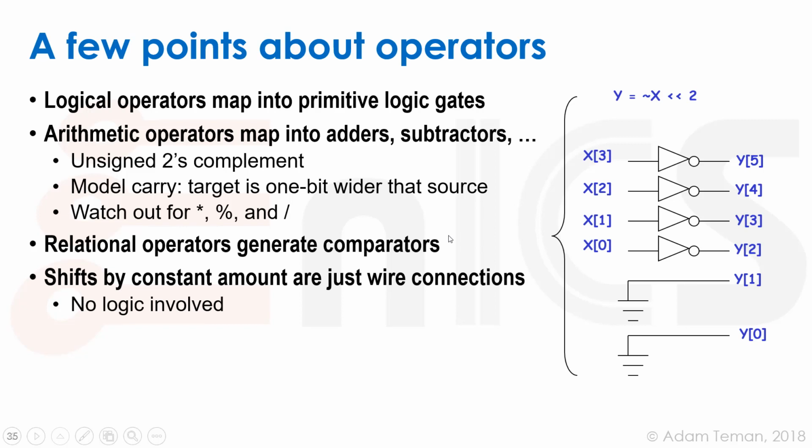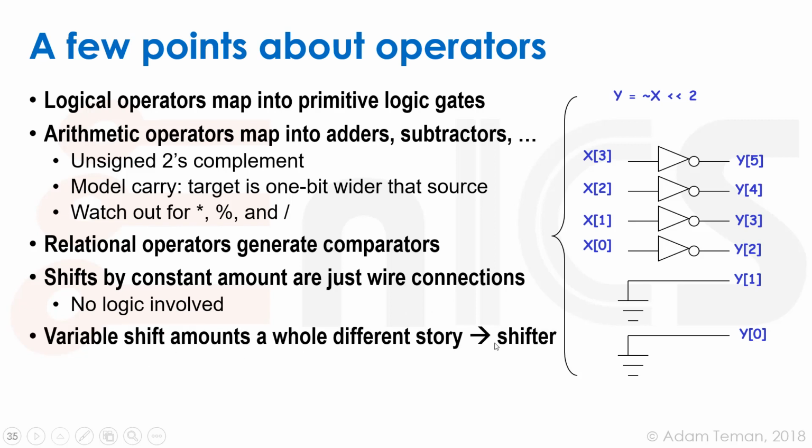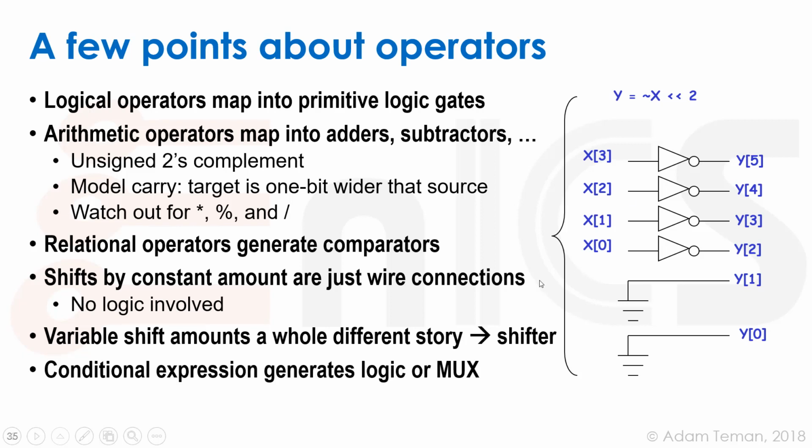Now shifting. Shifting is interesting because if we shift by a constant amount, look, this is a shifter that shifts by 2. All it does is make a connection between the input bit and the output bit, and that does the shift. That's because it's by a constant value. So this is very cheap logic. But if we have a variable amount of shift, we need a shifting module, and that's another big arithmetic block. So if you can turn it into a constant shifter, please do.